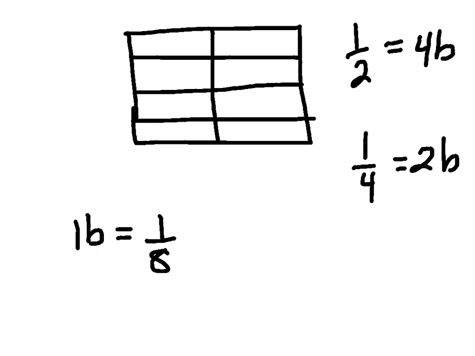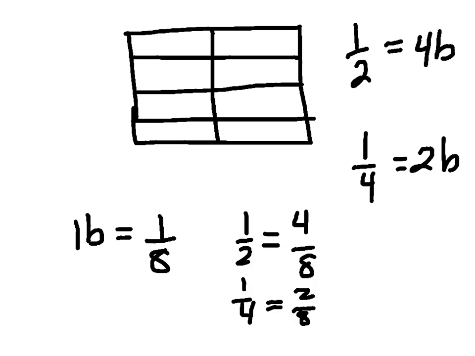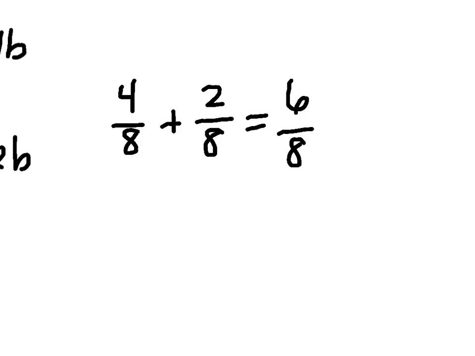Since 1 block is the same as 1/8, we can write a half and a fourth in terms of eighths. So 1/2 equals 4/8, 4 blocks or 4/8. 1/4 equals 2 blocks or 2/8. And 4/8 plus 2/8 equals 6/8. We can simplify 6/8 to 3/4.